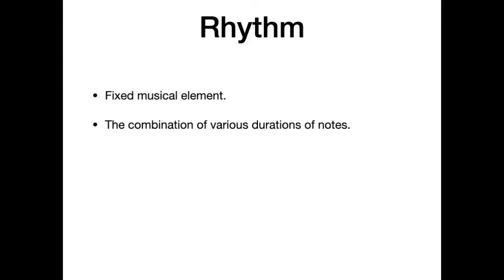What is rhythm? It's actually one of the fixed musical elements. So we've had expressive ones, which are elements that can be manipulated or changed by the performer to create some sort of expression. But the rhythm is something that the composer has put in place and ultimately we can't change. It is the combination of various durations of notes. So how notes are arranged in beats and crotchets and quavers, etc.